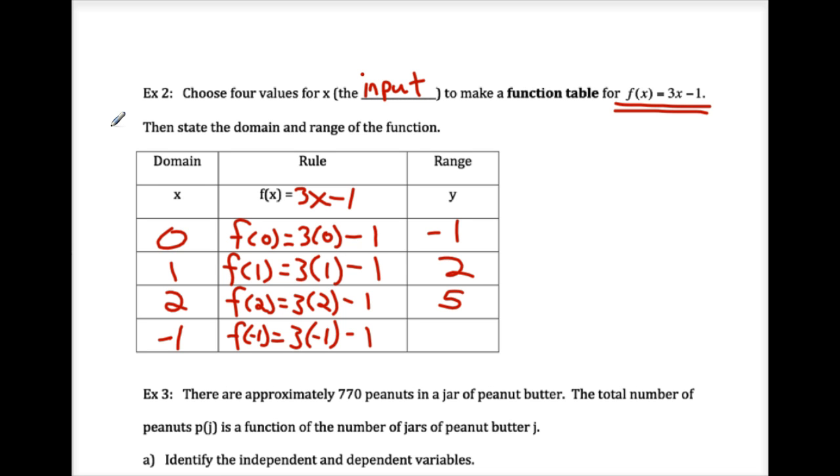What's 3 times negative 1? Negative 4 minus 1. What's 3 times negative 1? Negative 3. Minus 1. Negative 4. Wow.